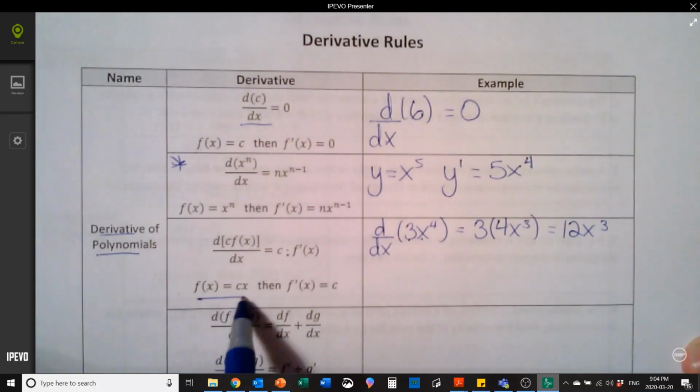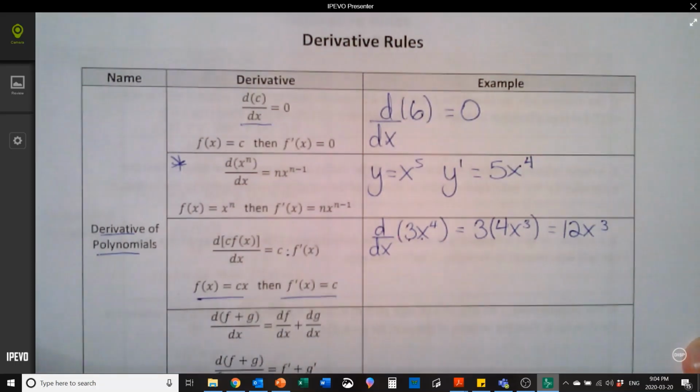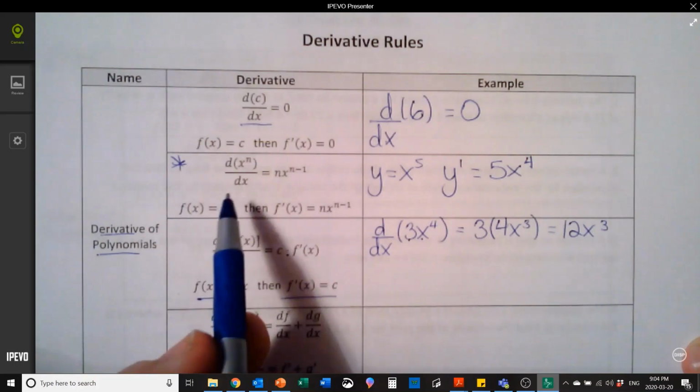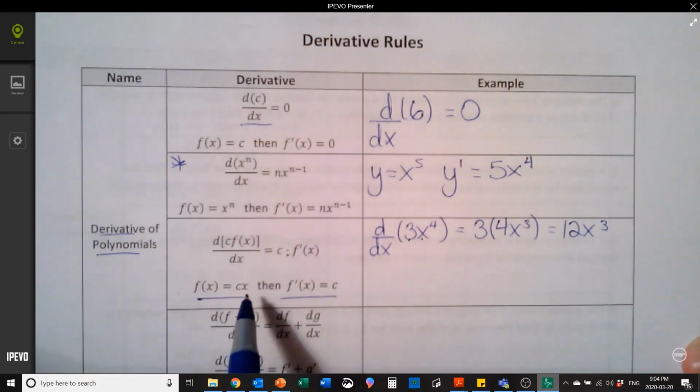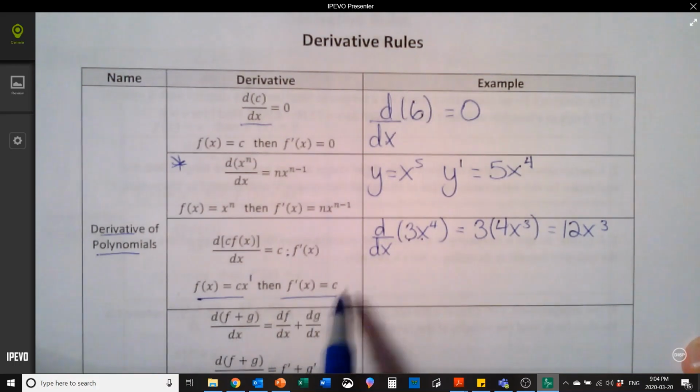The second rule down here is indicating what happens if the function of x is just x. So it's one that does happen often enough. It's actually the same as the power rule up here, but I never really use it as the power rule. I just know that when I have a coefficient in front of an x, and that x has a power of 1, my answer for the derivative is just the coefficient.